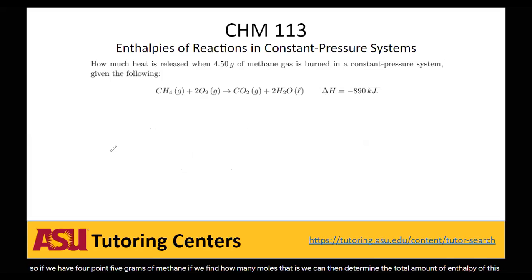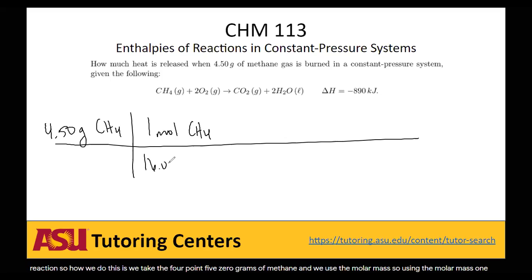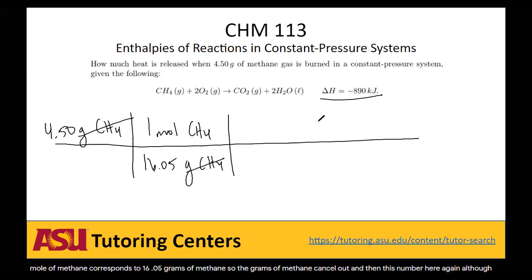So how we do this is we take the 4.50 grams of methane and we use the molar mass. So using the molar mass, 1 mole of methane corresponds to 16.05 grams of methane. So the grams of methane cancel out. And then this number here again, although it just says kilojoules, you can really think about it as being negative 890 kilojoules for every 1 mole of methane.